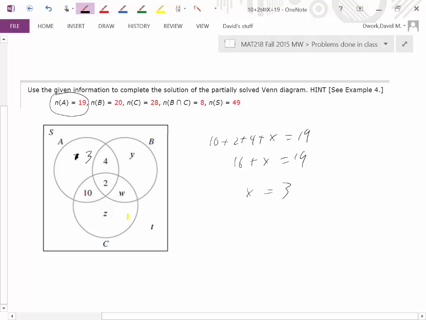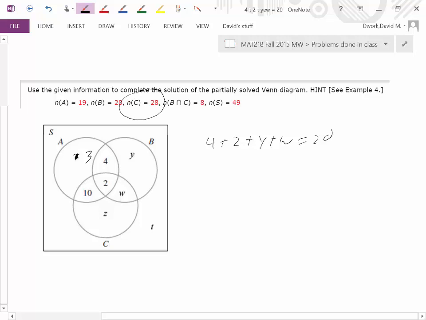All right, great. So moving along, what other information do we have here? Well, we know b should equal 20. So the whole bubble b should equal 20. So therefore, I know 4 plus 2 plus y plus w should equal 20. All right, there's a little problem there. I have two unknowns. So let's keep moving and see what other pieces of information we can figure out.